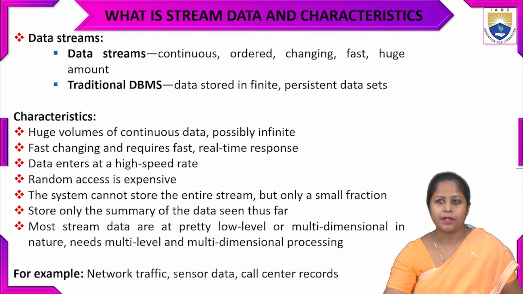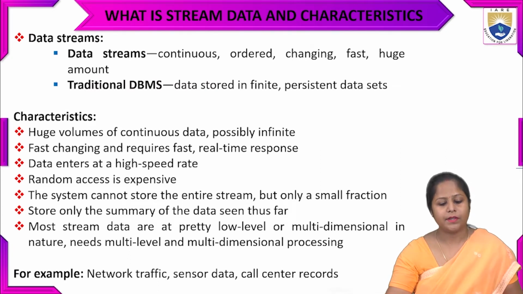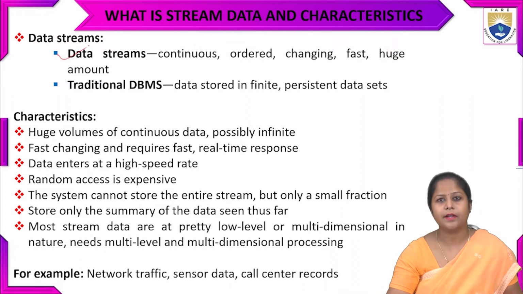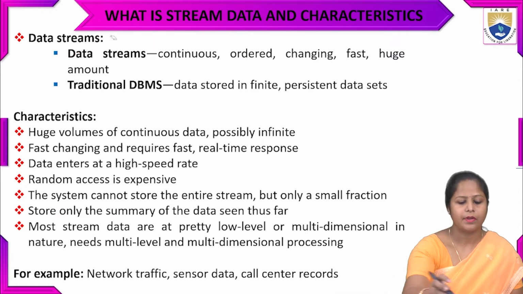What is stream data and its characteristics? Stream data is continuous, ordered, changing, fast and a huge amount of data. Data stream is the data that is coming continuously, that is ordered, that is changing in the future, that is very fast, that is having a huge amount of data. So that is nothing but a data stream.